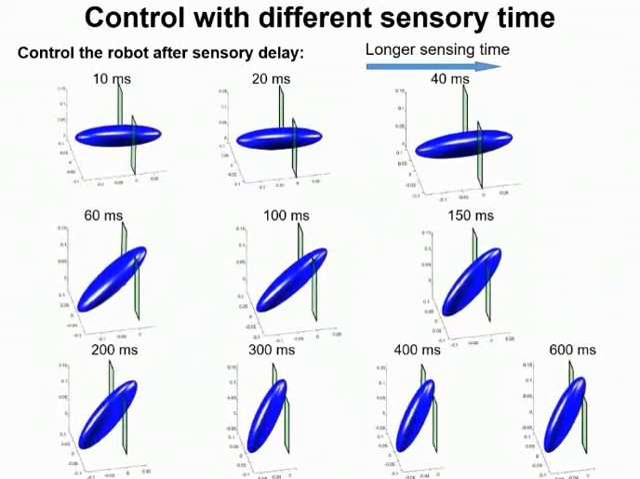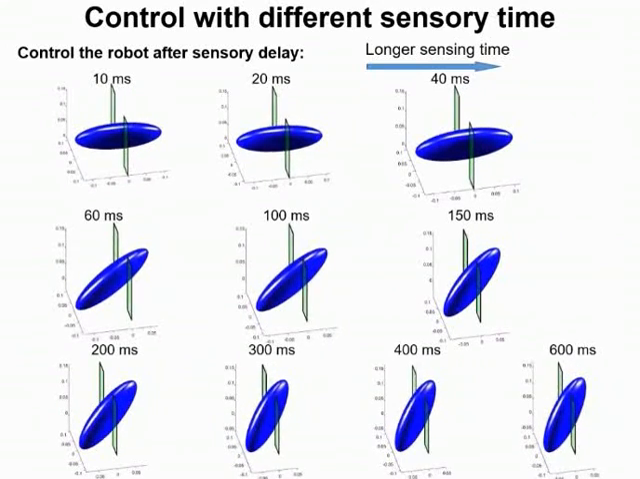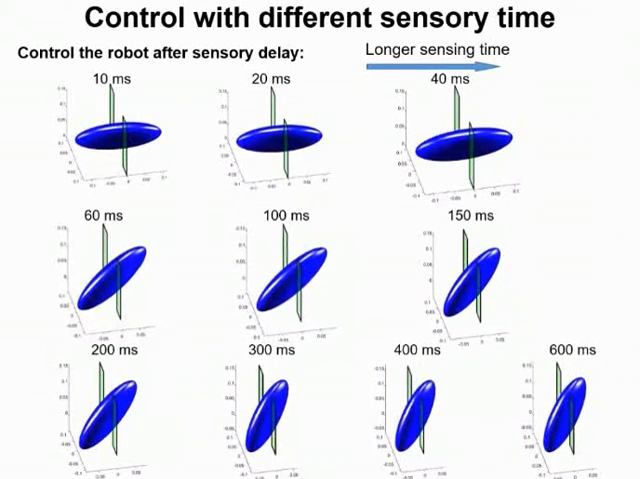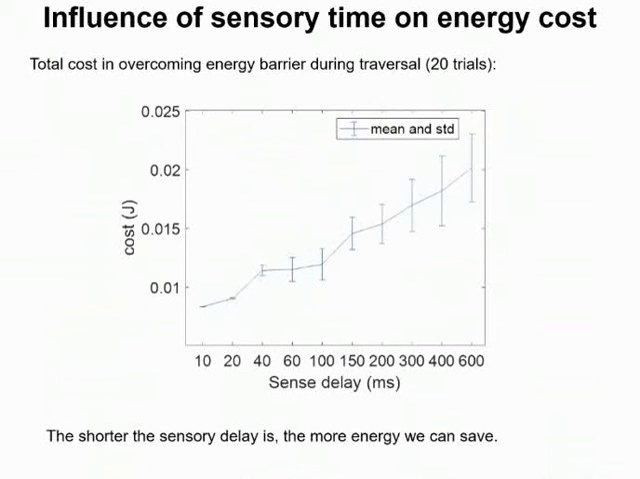Using the above method, we can control these situations well. They all roll to traverse high stiffness beams with the lower energy barrier. So we run 20 trials for each and calculate the energy cost for different sensory delays. And the statistical results show that although they can all traverse successfully, the shorter the sensory delay is, the more energy we can save.